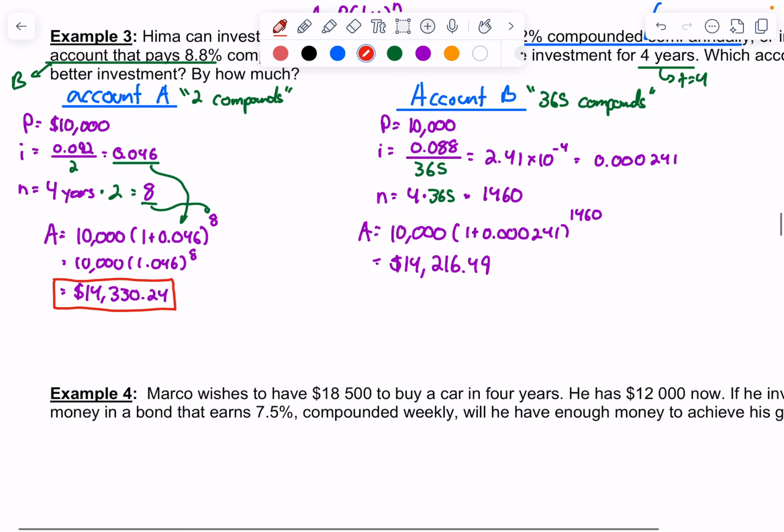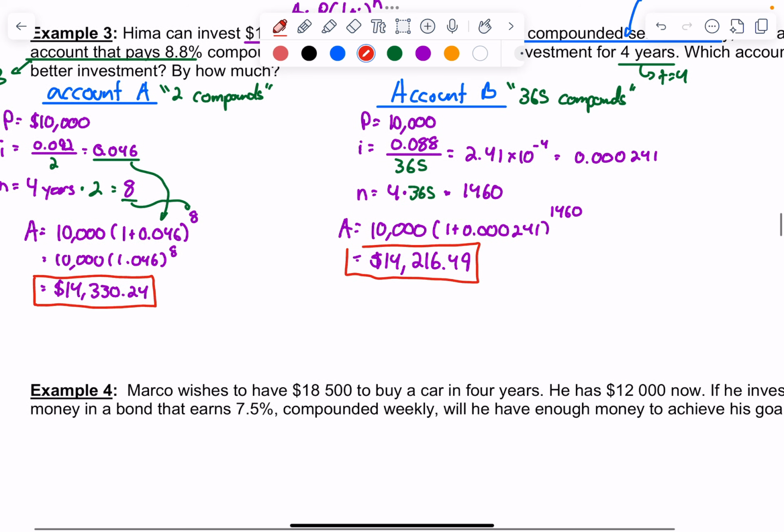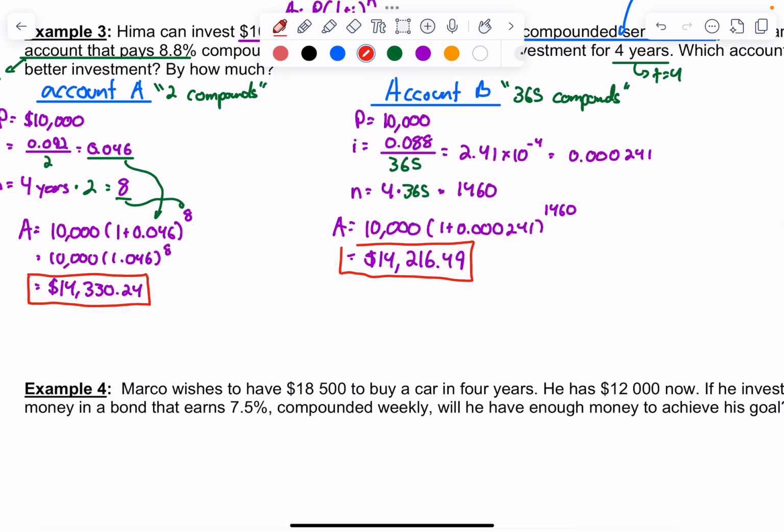Oh, I was actually wrong. Wow, that's interesting. So the higher interest rate matters more. Okay, well in this case, if you look at it, you made more money in account A, right? So therefore, account A made more money.